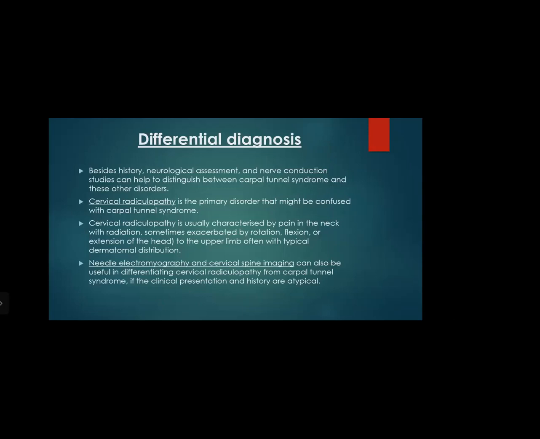Then the differential diagnosis. Besides the history, neurological assessment and nerve conduction studies can help distinguish between carpal tunnel syndrome and other disorders. The main one is cervical radiculopathy, the primary disorder that might be confused with carpal tunnel syndrome. Cervical radiculopathy is usually characterized by pain in the neck with radiation, sometimes exacerbated by rotation, flexion, or extension of the head, to the upper limb, more often in a typical dermatomal distribution. Needle electromyography and cervical spine imaging can be useful in differentiating cervical radiculopathy from carpal tunnel syndrome if the clinical presentation and history are typical.